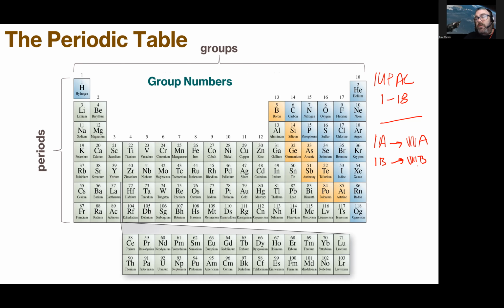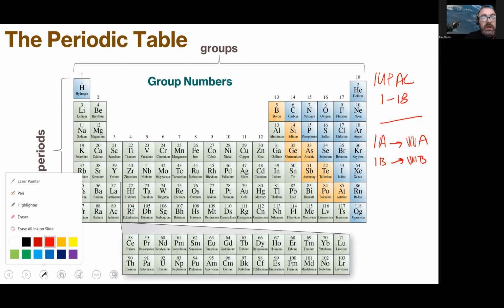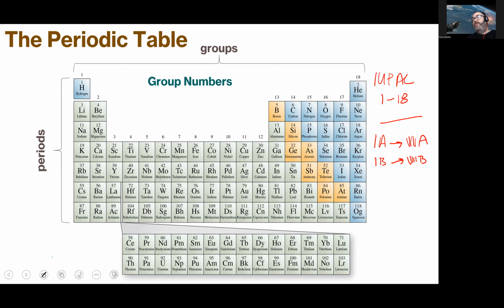But that way we can keep those under control and know what we're talking about and always be talking about the same thing, because the A and B group numbers have a lot more information in them that is lost when you look at the 1 through 18 numbers.